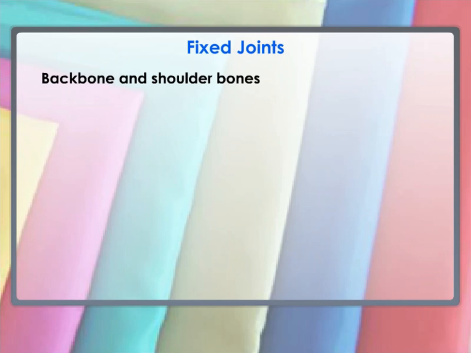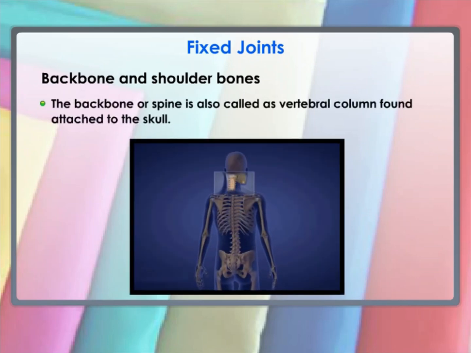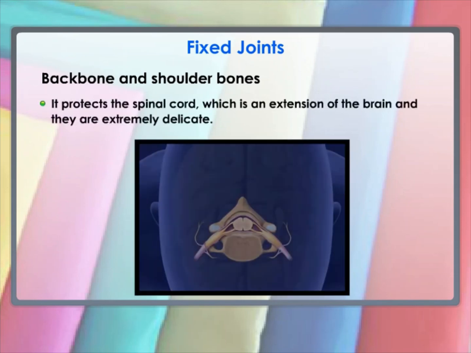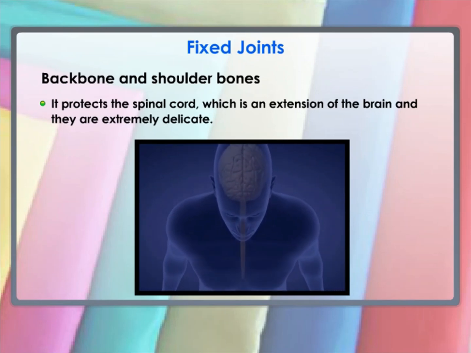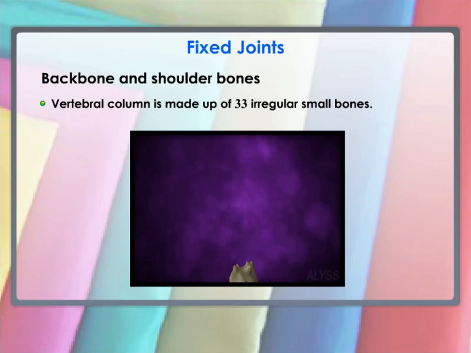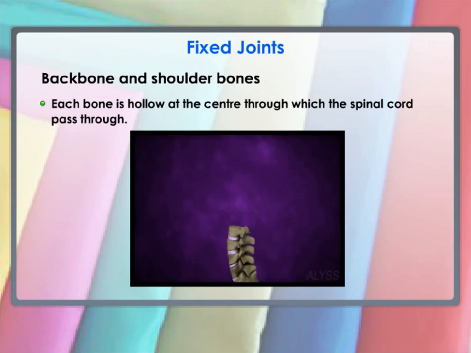Backbone and shoulder bones. The backbone or spine is also called the vertebral column, found attached to the skull. It protects the spinal cord, which is an extension of the brain, and they are extremely delicate. The vertebral column is made of 33 irregular small bones. Each bone is hollow at the center through which the spinal cord passes.